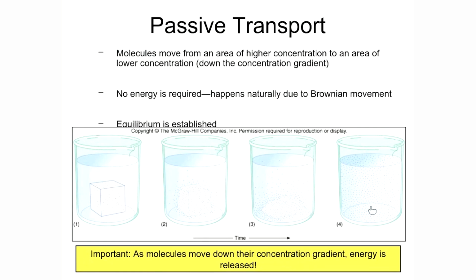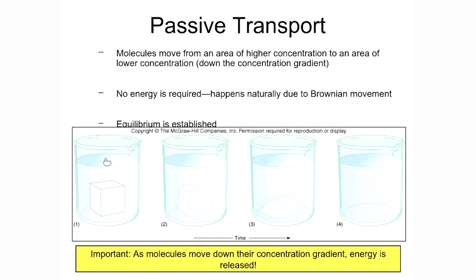So equilibrium is a situation where you've got an equal concentration of sugar molecules in every area of the beaker, in every area of the water. And that's different from what we started out with, where there was a very high concentration of sugar molecules in the cube, and there were no sugar molecules spread out through the rest of the beaker.